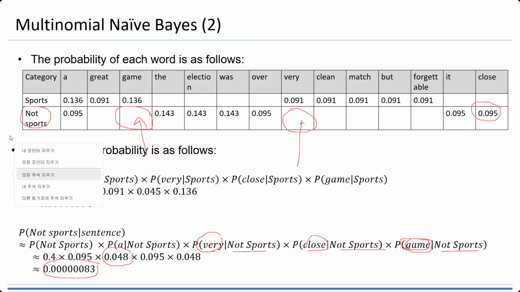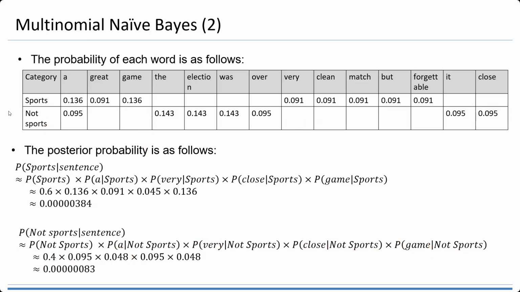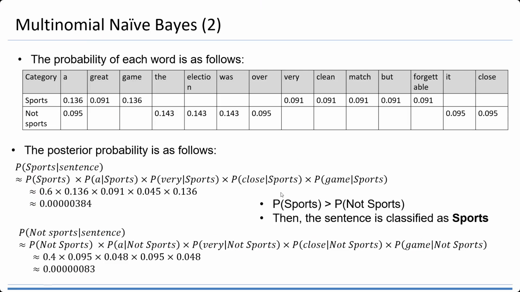And based on this posterior probability, we select the highest one. What is the highest one? 0.00000384 compared to 0.00000083. Then this is the highest. In this case, we will choose the probability of sports. Then the sentence will be classified as sports. Okay.